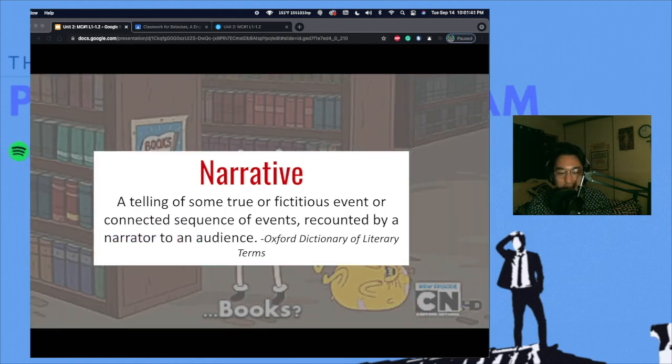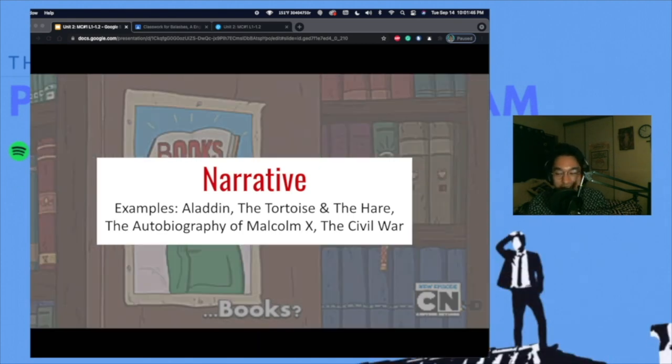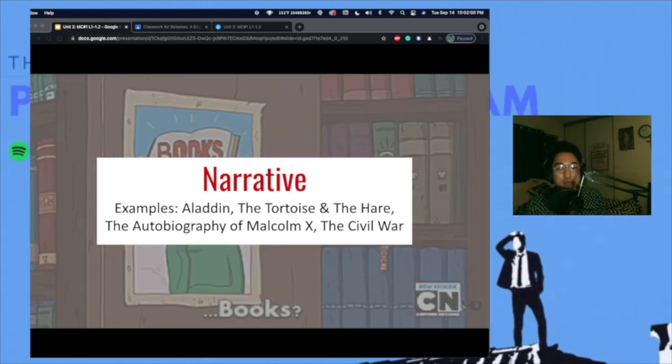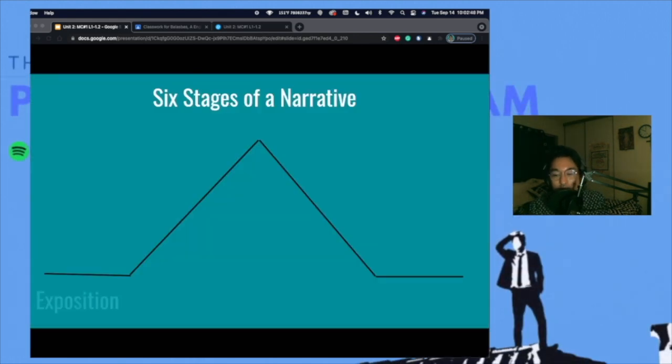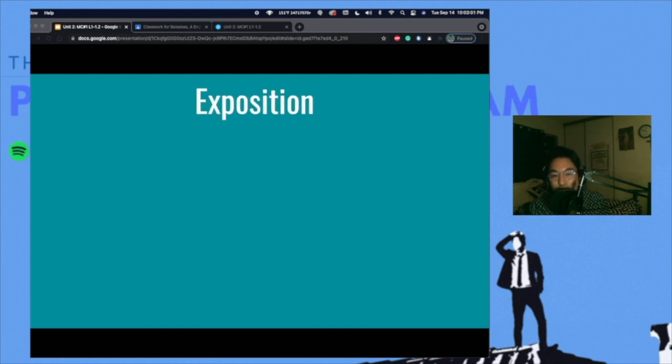Some simple examples of narratives could be stories like Aladdin, the tortoise and the hare, nursery rhymes. It can get autobiographical with Malcolm X's autobiography, or could even be something like the Civil War that you're learning in U.S. history or modern world history. So the six stages that we're going to review are exposition, conflict, rising action, climax, falling action, and resolution. We're going to start off with exposition.